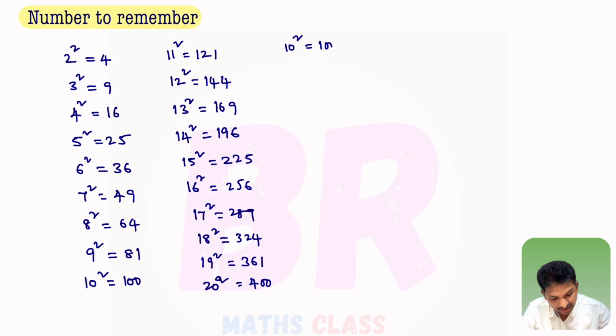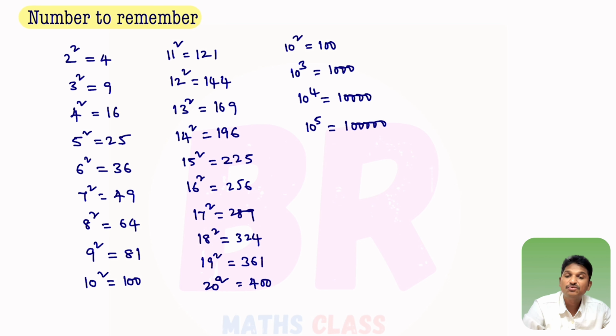10 square means after 1 we will keep 2 zeros. 10 cube, after 1 we will keep 3 zeros. 10 power 4 is 10,000, after 1 we keep 4 zeros. 10 power 5, after 1 we keep 5 zeros, that is 1 lakh. 10 power 6, after 1 we keep 6 zeros, right? That is 10 lakhs. And here there are a few numbers you can easily remember.